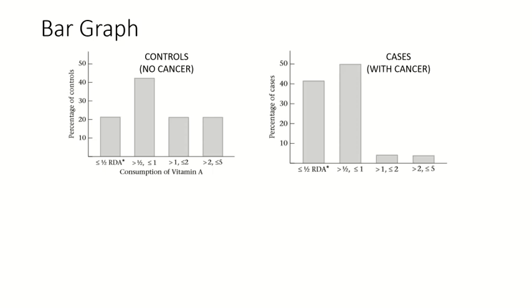By just looking at the heights of the bars, what can we say about the two sets of data? More people in the control, or those without cancer, consume greater amounts of vitamin A than what the RDA requires. And a majority of the people with cancer consume lesser amounts of vitamin A than what is required based on the RDA.